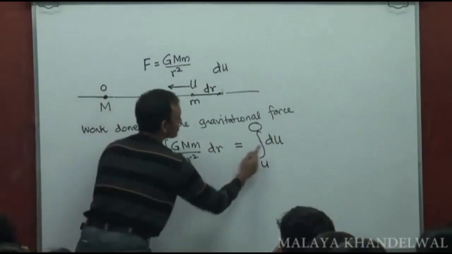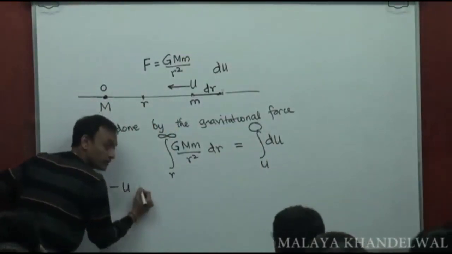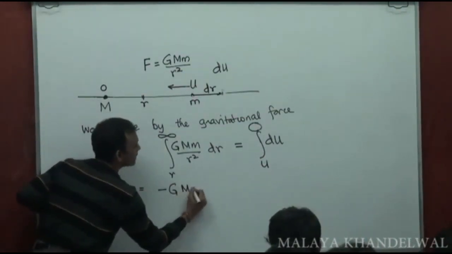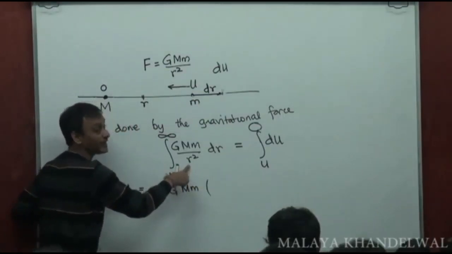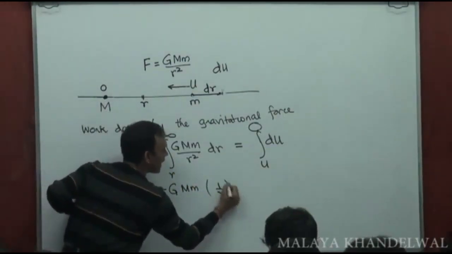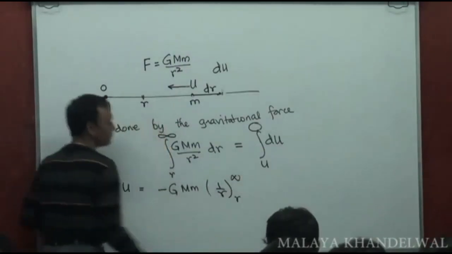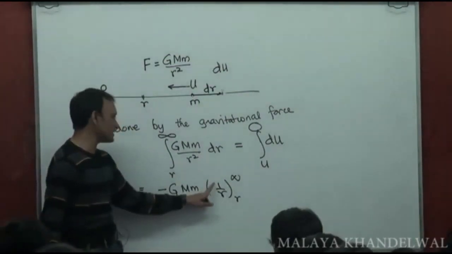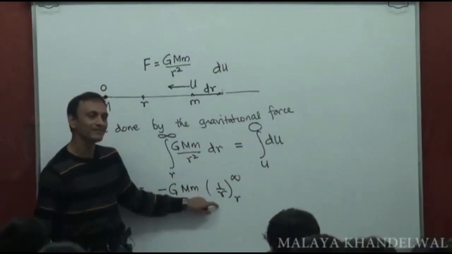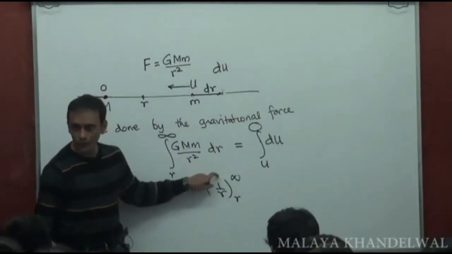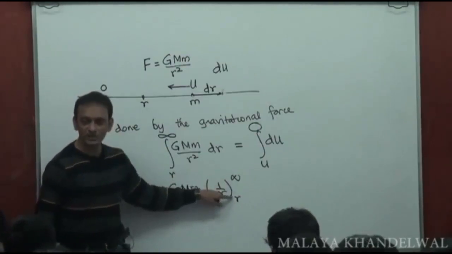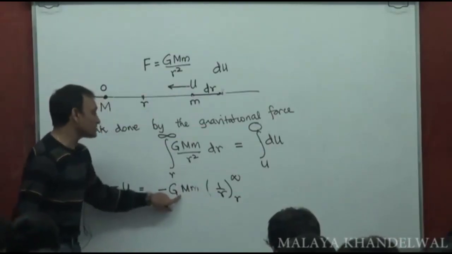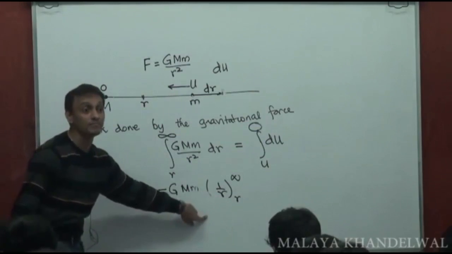So when I integrate both sides, I get minus u on the left hand side. Minus u equals minus GMm times the integral of 1 by r square. When I integrate 1 by r square, I get minus 1 by r, the minus comes out. So 1 by r runs from r to infinity. Evaluating this, it is 1 by infinity minus 1 by r, but 1 by infinity is 0. So this becomes minus 1 by r, and the right hand side becomes GMm by r.